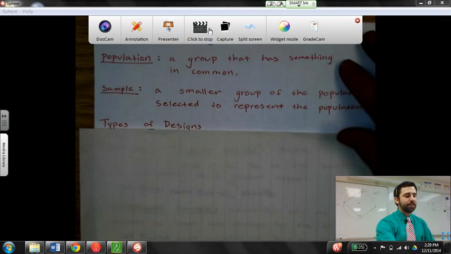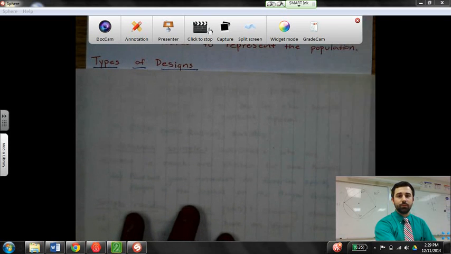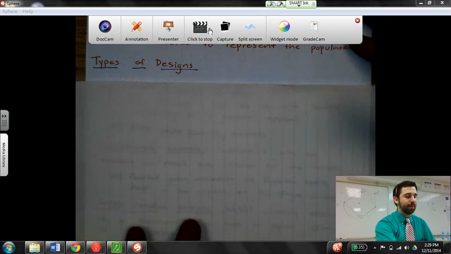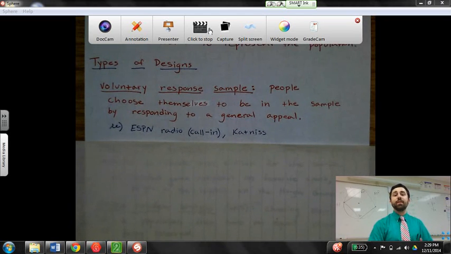So some types of designs or ways that we can survey individuals for a sample representation of our population, one of those ways is a voluntary response sample. This is where people choose themselves to be in the sample by responding to a general appeal. So for instance, ESPN Radio has call-in shows. Their sample of individuals are those who choose to call in and comment on certain sports events and statistics. Another example you can think of is Katniss from the Hunger Games.